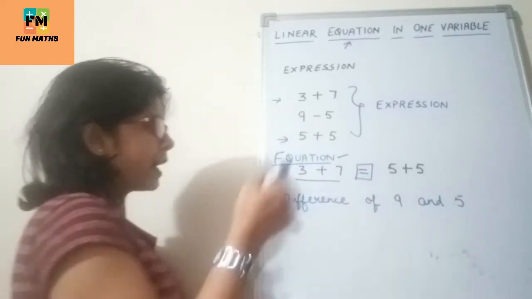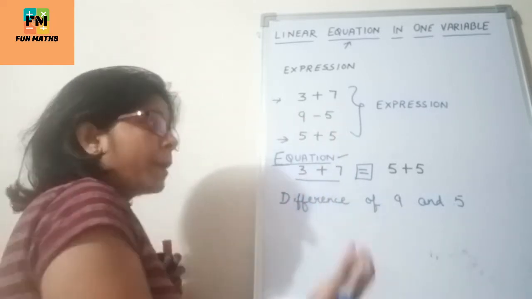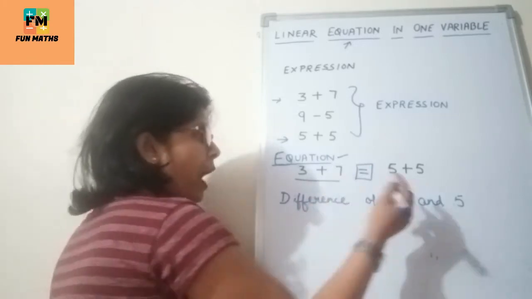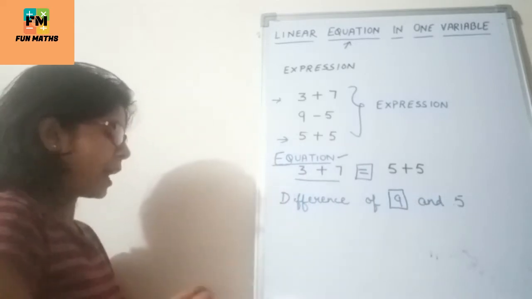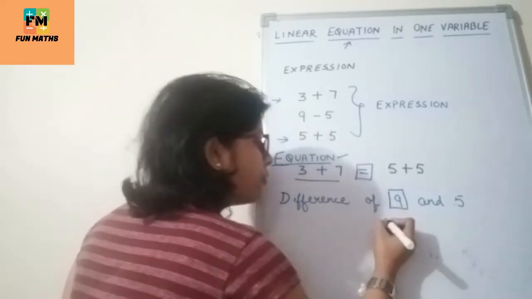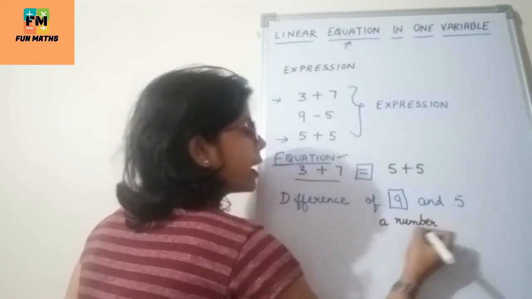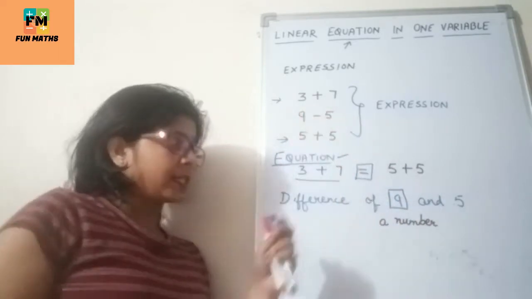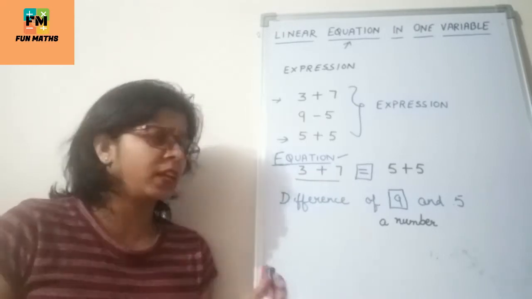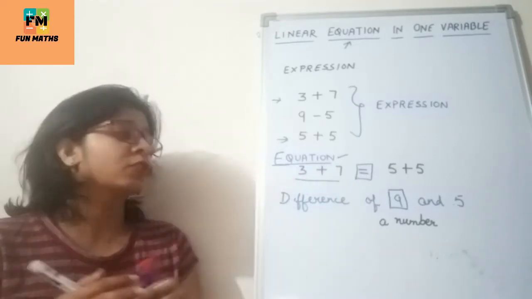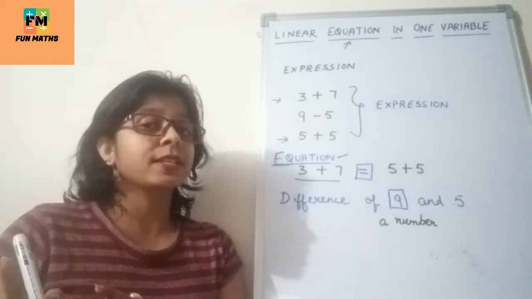Now, as I said, when we convert the statements into the form of variables, we form an algebraic expression. So I am just removing this 9 from here, and in place of this 9, I am going to write difference of a number and 5. As we don't know which number it is, it could be 9, 8, 5, 6, any number. So what will we do? We have already learned the concept of variables and constants, if you remember.